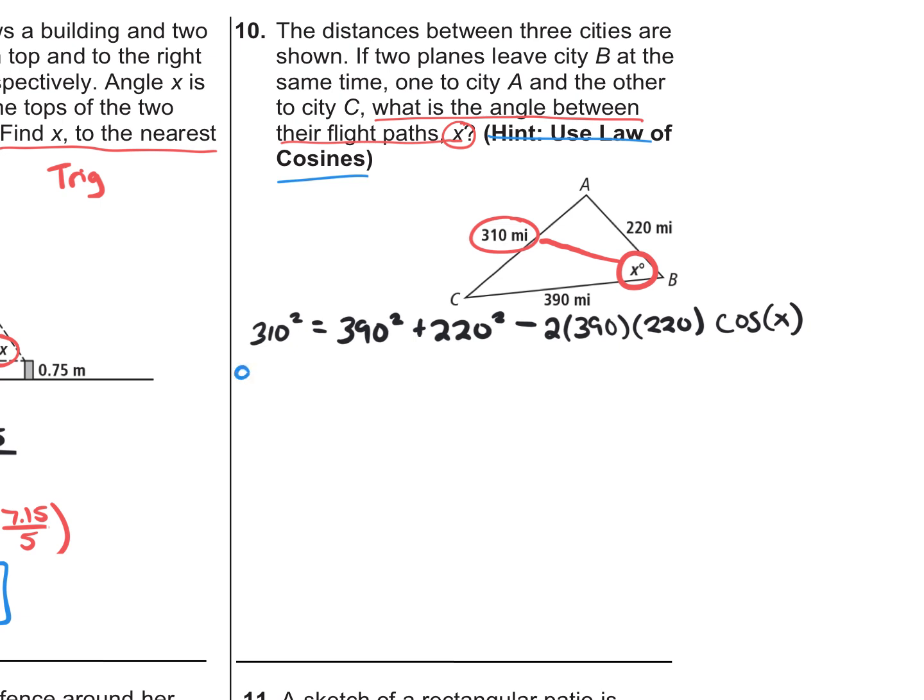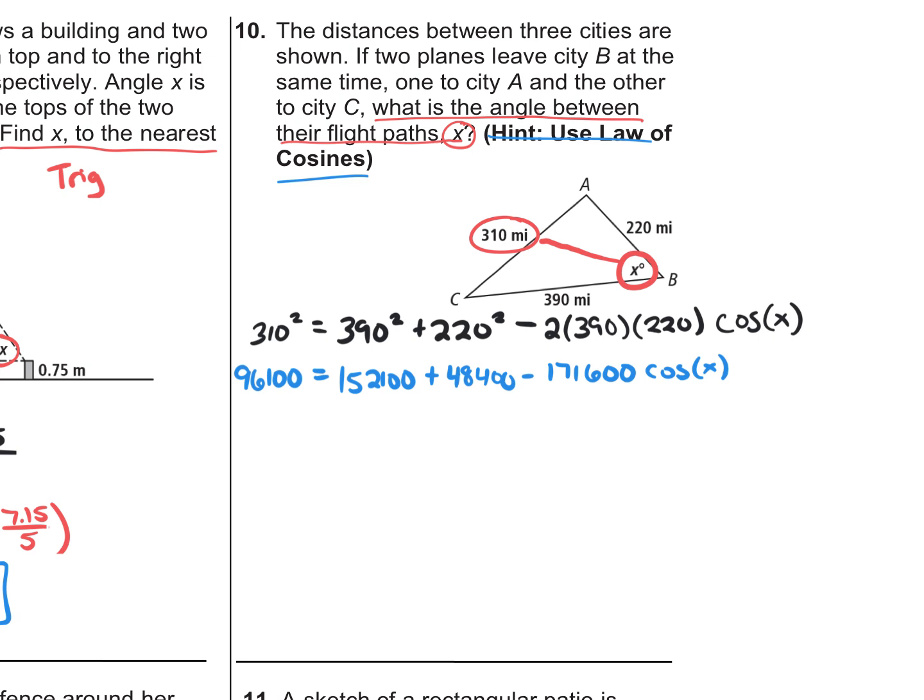310 squared is 96,100. 390 squared is that. 220 squared is that. What do I do with these three terms right here? Multiplying or adding? Multiplying, yep. So we get this guy, and then we have cosine x.